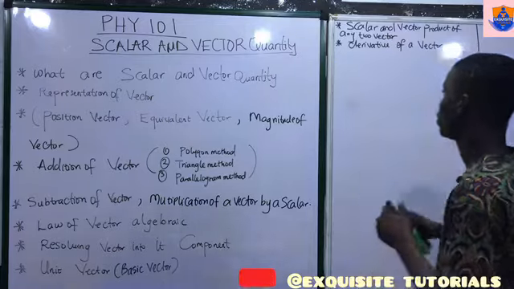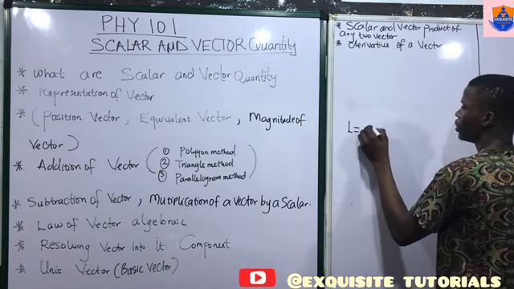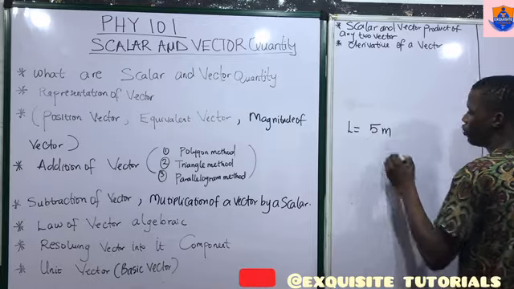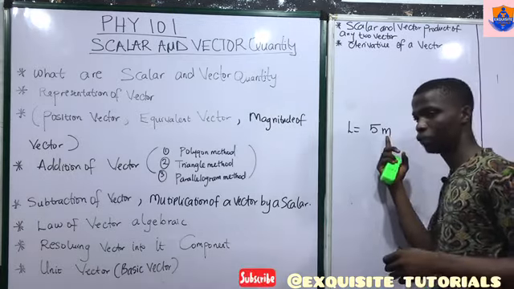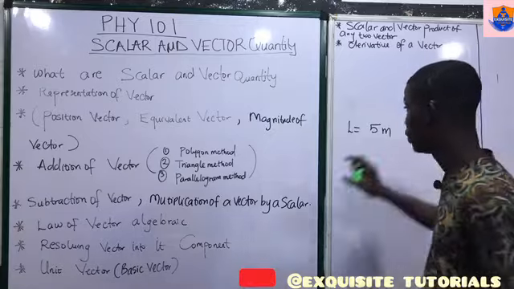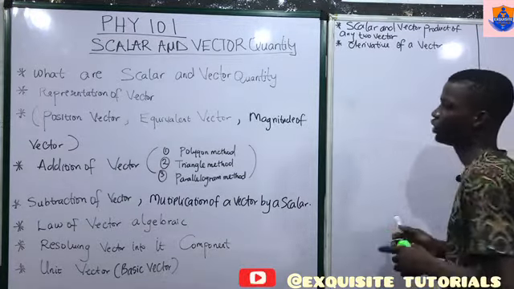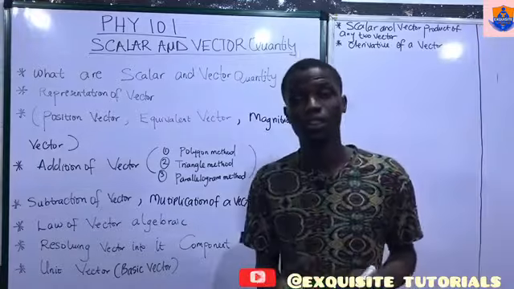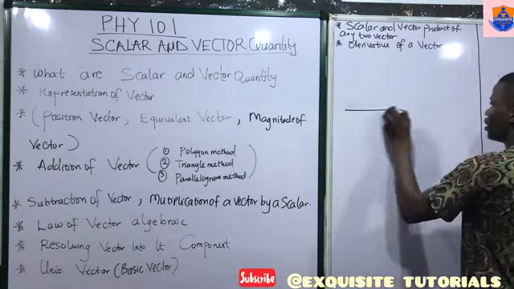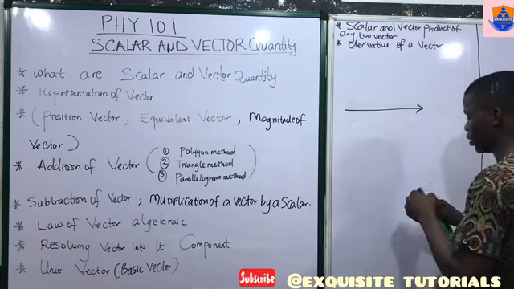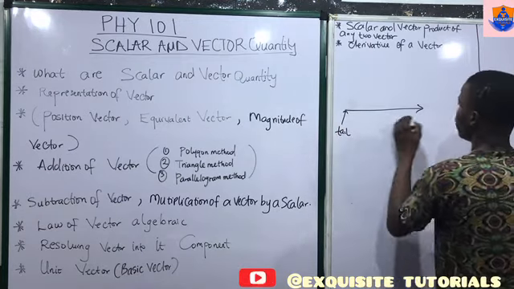Most of the time, scalar quantities are represented, assuming this is length, by 5 meters, telling you the magnitude, with the unit of measurement written at the back of it. Vector quantities are usually represented by lines, this being the tail and this being the head of the vector.